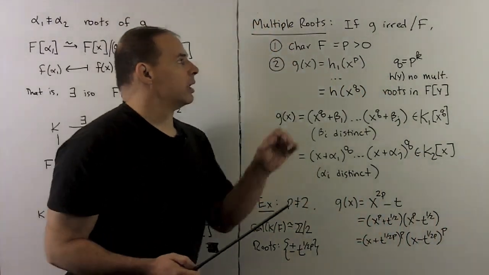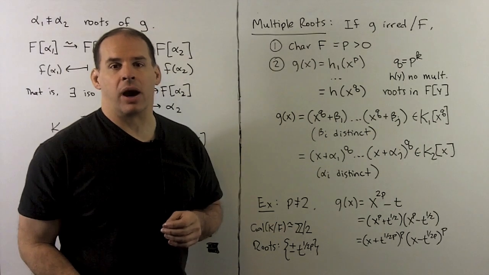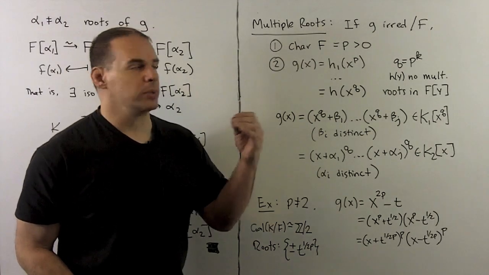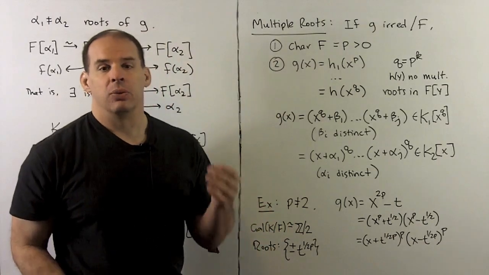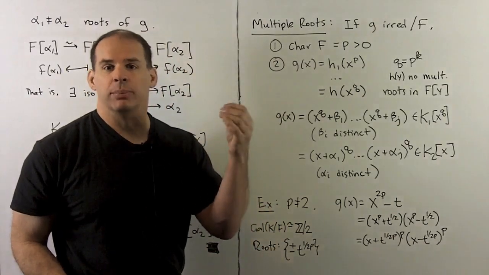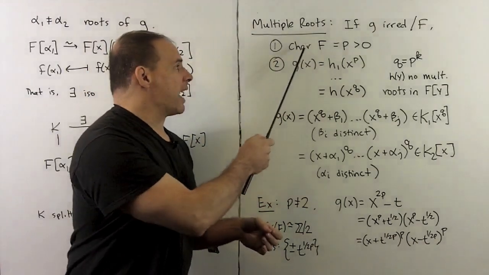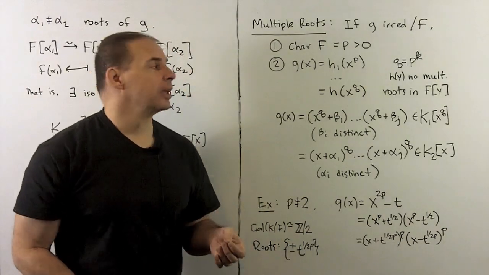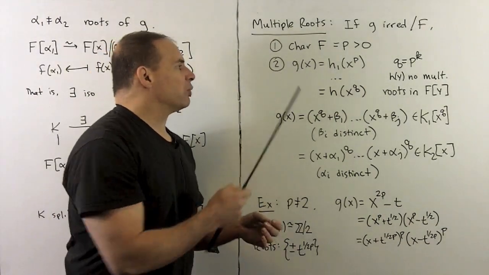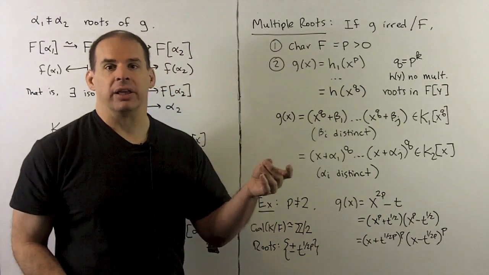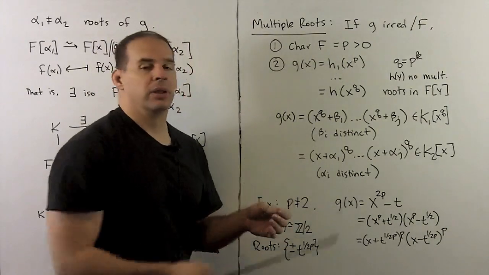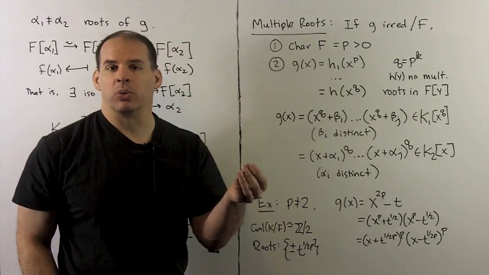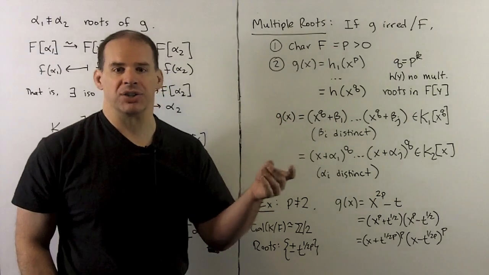Now, let's take a closer look at the case where we have multiple roots. So we'll assume that G is irreducible over F, and G has multiple roots. We've seen before, in this case, we must have characteristic of F equal to a prime P, and that G can be written as a function of x to the P. So if I write G of x as h sub 1 of x to the P, we check and see if h1 has multiple roots, and if so, we will repeat the process.